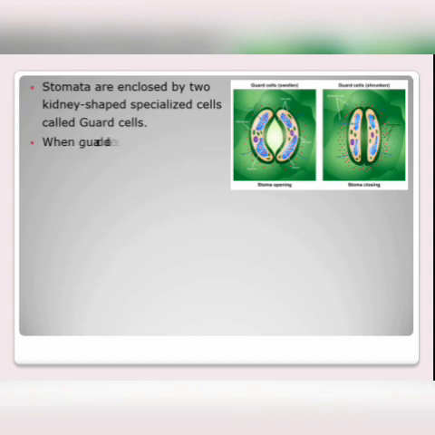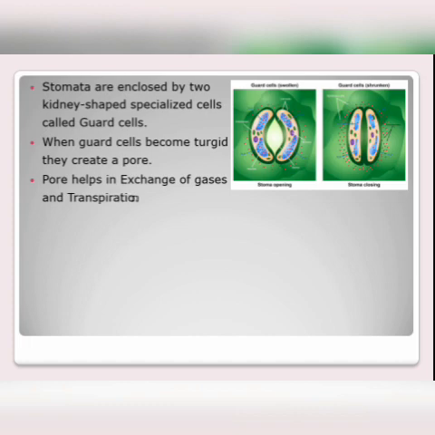When water moves into the guard cells through osmosis, they become turgid and they help to create that pore. That pore is the one which we know as stomata. The pore helps in various processes like exchange of gases, respiratory gases, as well as transpiration. Transpiration is the process of loss of water in the form of vapor from the aerial parts of the plant. So these pores, these stomata, help in exchange of gases, in respiration, as well as in transpiration.